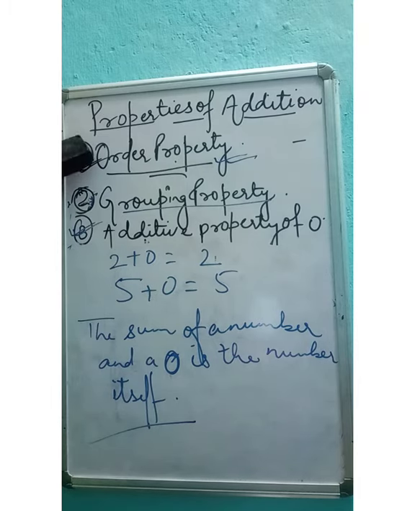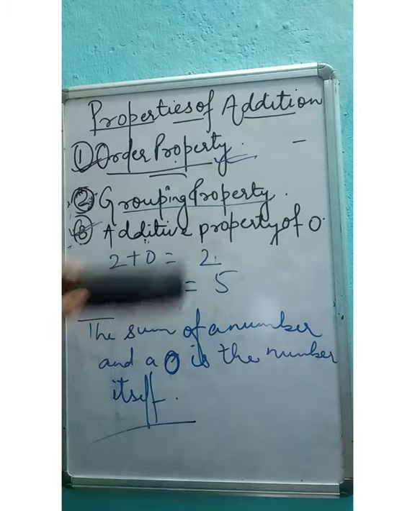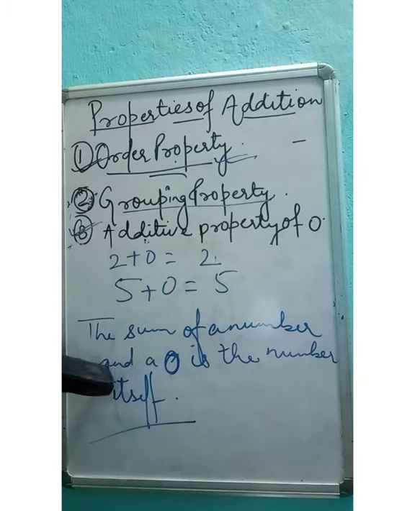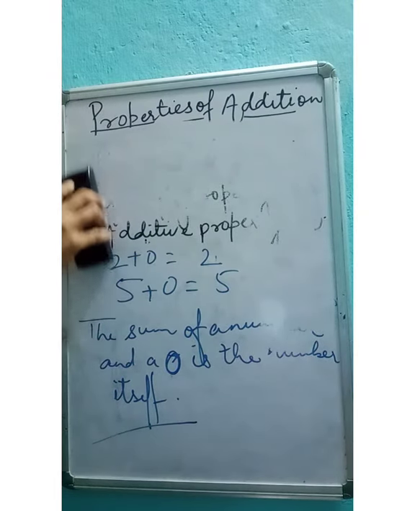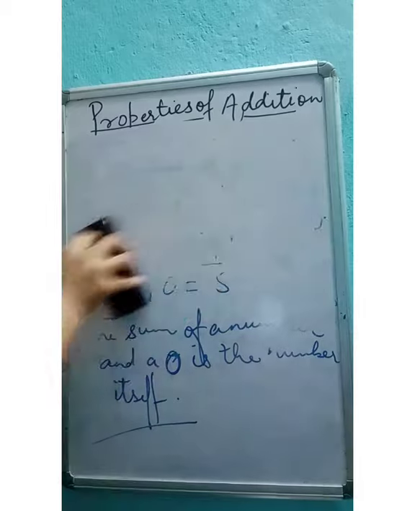The first one is order property. What does it mean? It means the sum of 2 numbers does not change when the order of the addends is changed. Grouping property means the sum of 3 or more numbers remains the same even when their grouping is changed. Additive property: the sum of a number and 0 is the number itself, nothing else. Now we will see some examples given in your book, in exercise 2.3.